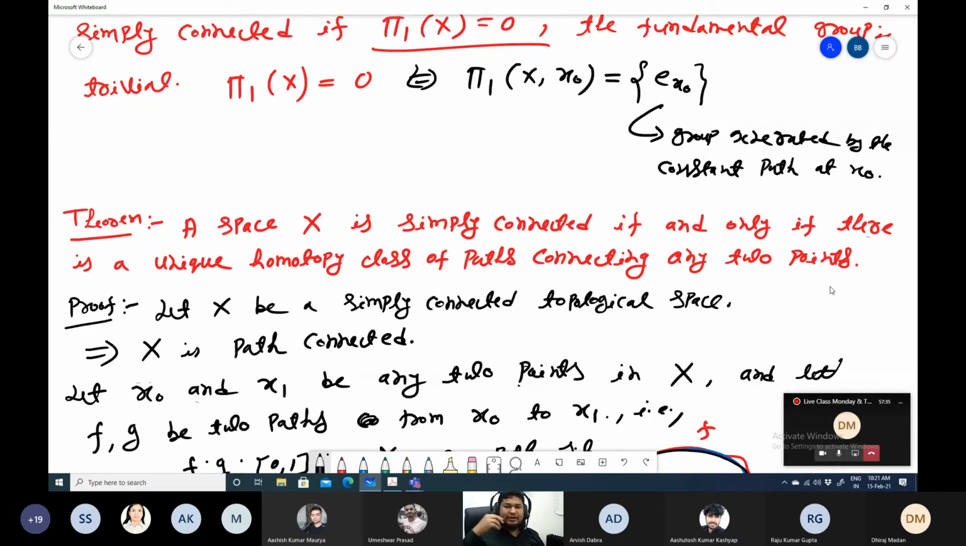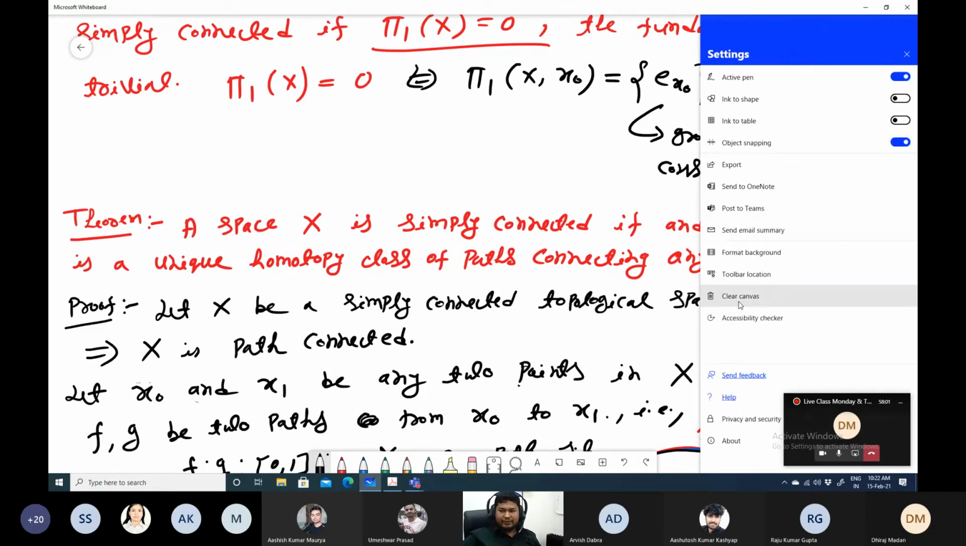Okay. And then what will we choose? Now we will choose the special case. As he suggested, we will take x0 equal to x1. That's when both points are the same, that's when we are taking that loop, so connecting the same points. Now it is saying that the homotopy class of those paths is unique. So therefore it is trivial. We are done.